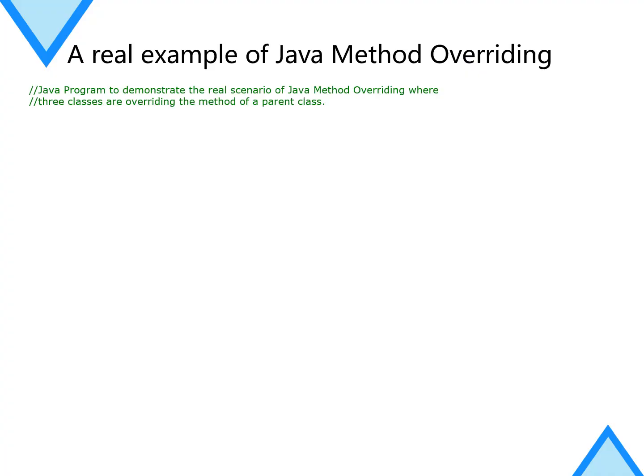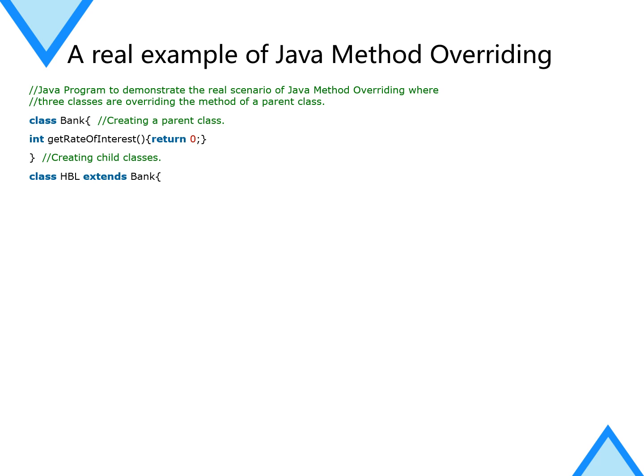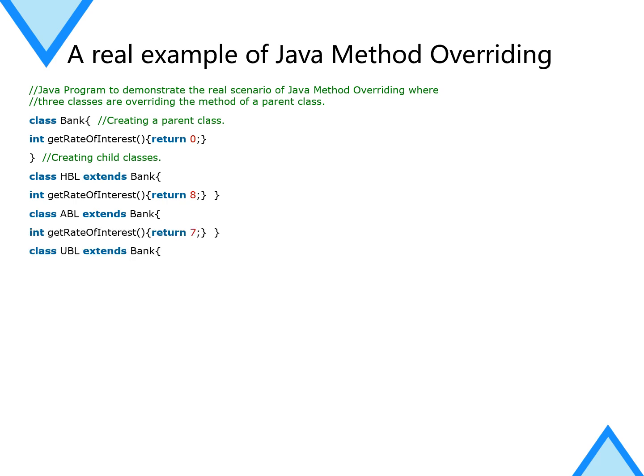So here is the implementation of the class diagram. We have a class Bank and it has a method getRateOfInterest that returns 0. We have the first implementation for the bank HBL, which extends from the Bank class and has the method getRateOfInterest that returns 8, because the interest rate for HBL is 8%. For example, we are just taking an example. Another implementation is for ABL, with an interest rate of, for example, 7%, and another implementation is UBL, with an interest rate of, for example, 9%.